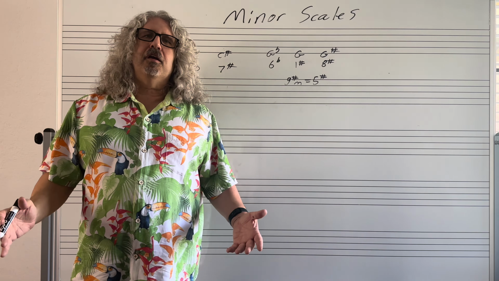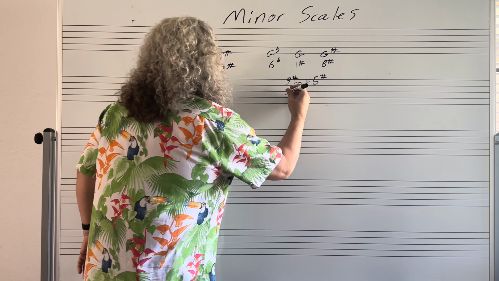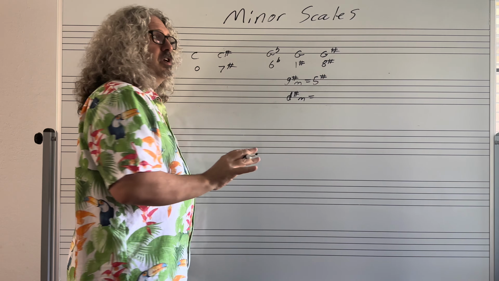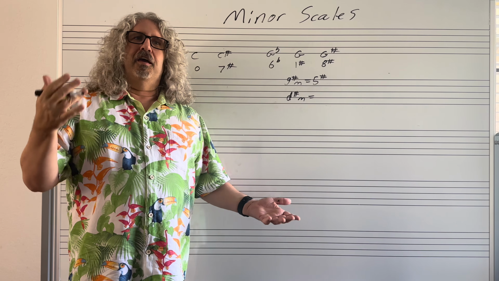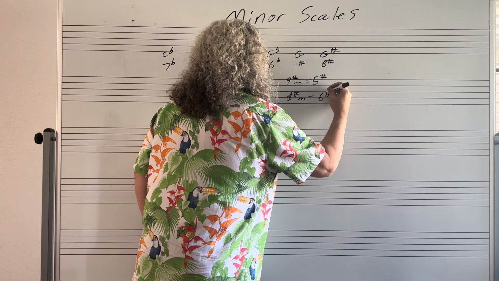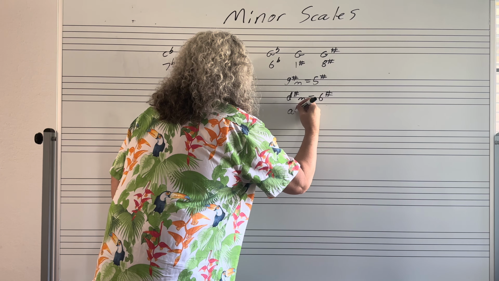So there are 3 minor scales that don't exist in the majors. There's a G sharp minor. There's a D sharp minor. Think about it. D sharp major has 2. So if I add 7, I have 9. And if I take away 3 to make it minor, I'm left with 6 sharps. And so what would the other one be? It would be A sharp minor.